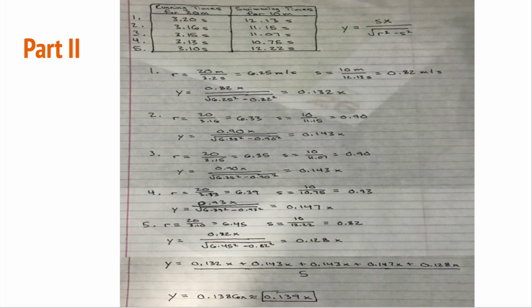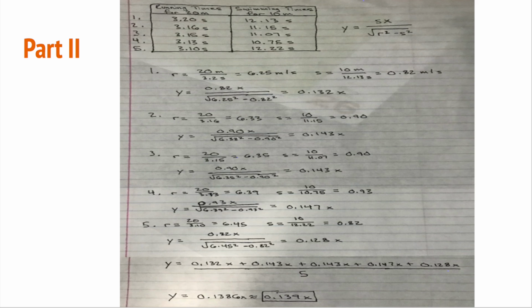To solve for y in the first set of times, we plugged in the r and s values we obtained into the equation. After plugging in and solving with the equation we found in part 1, we calculated a value of y equals 0.132x. We then did the same thing for the next 4 sets of running and swimming times.